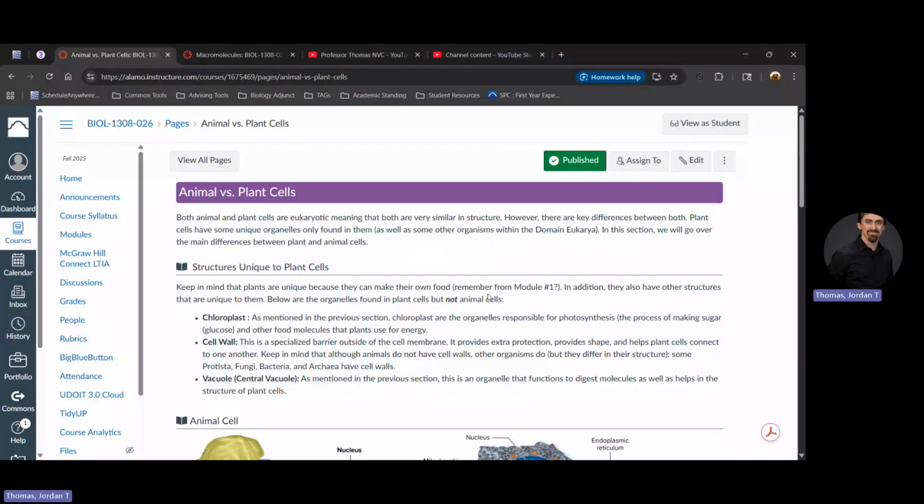Hello, welcome class. Today we are going to go over the last part of chapter 3, comparing animal versus plant cells. Keep in mind both animal and plant cells are eukaryotic, meaning that they both have a nucleus and they are still very, very similar. However, there are some key differences between the two.